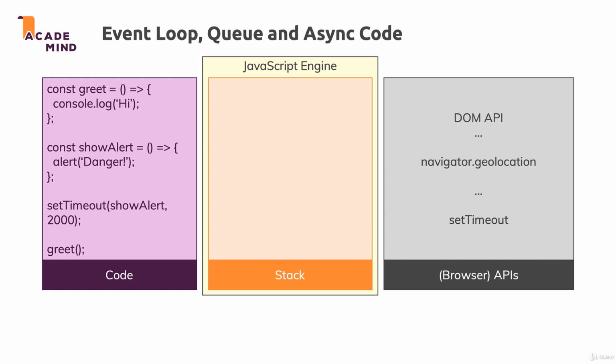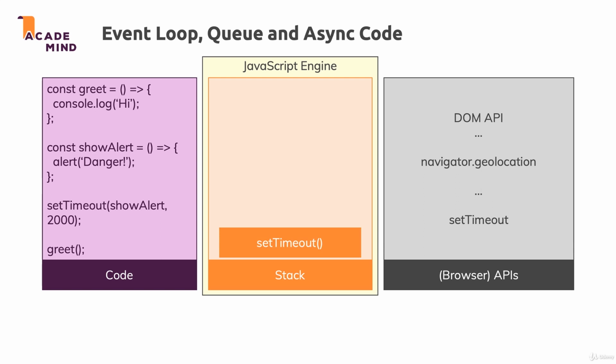So let's say this code executes now. Now what happens is the two functions are created. That's the first thing which happens, the greet and the show alert function. And then the first function that is called is actually the built-in set timeout function. Now, set timeout does one important thing.